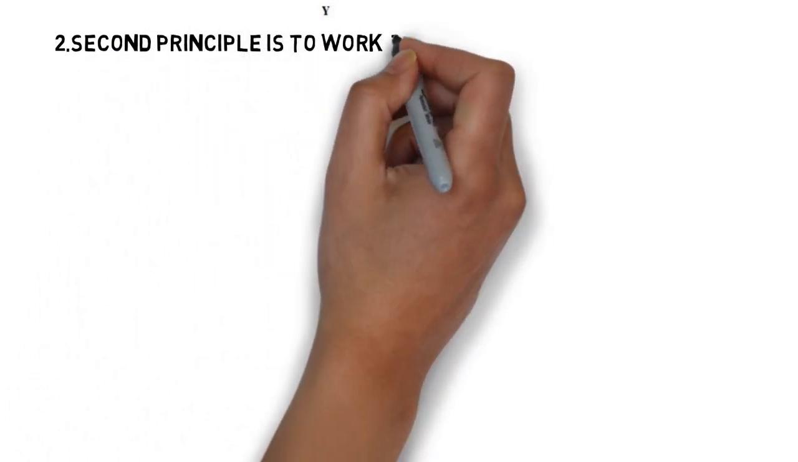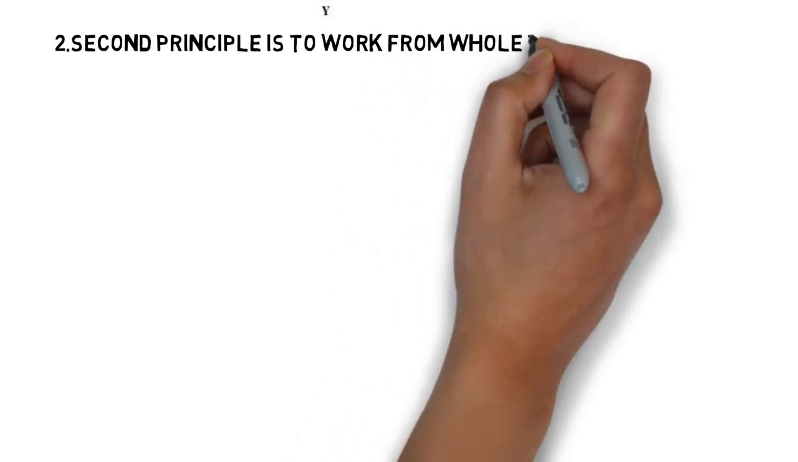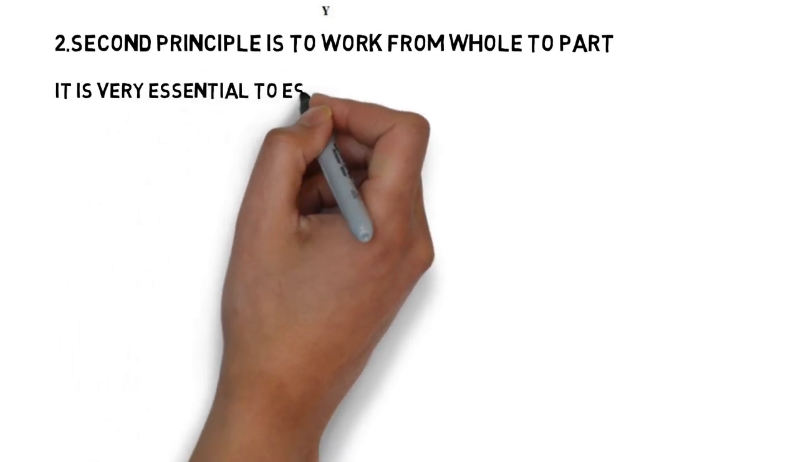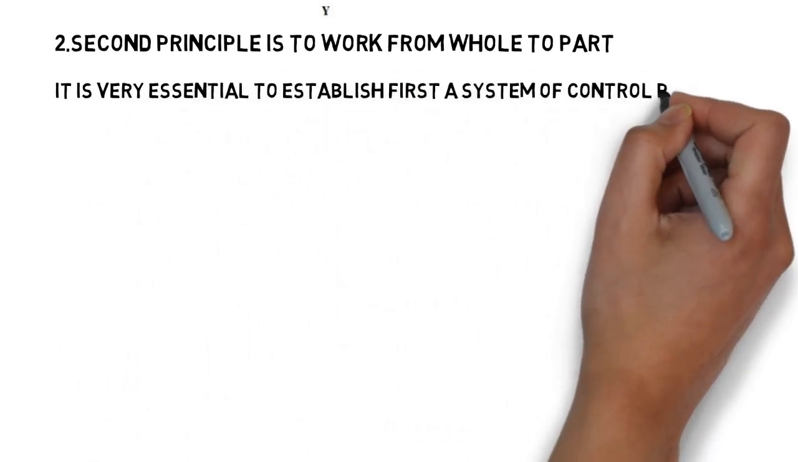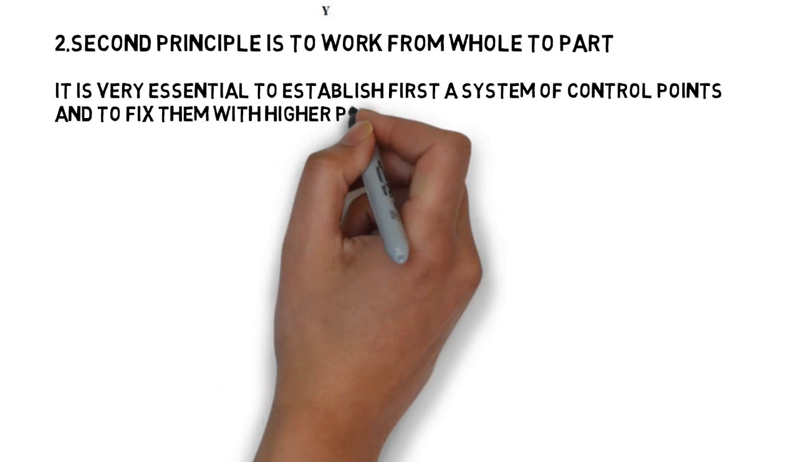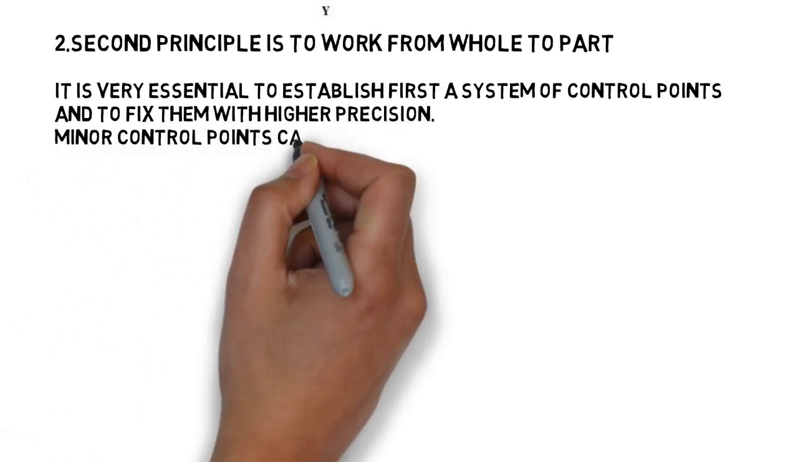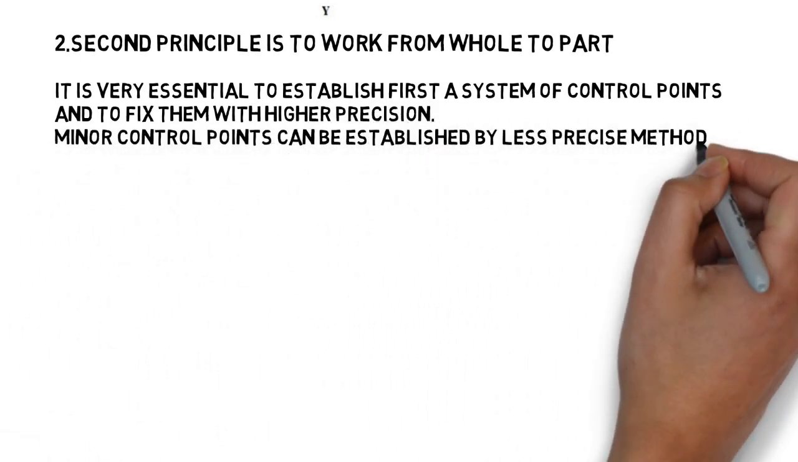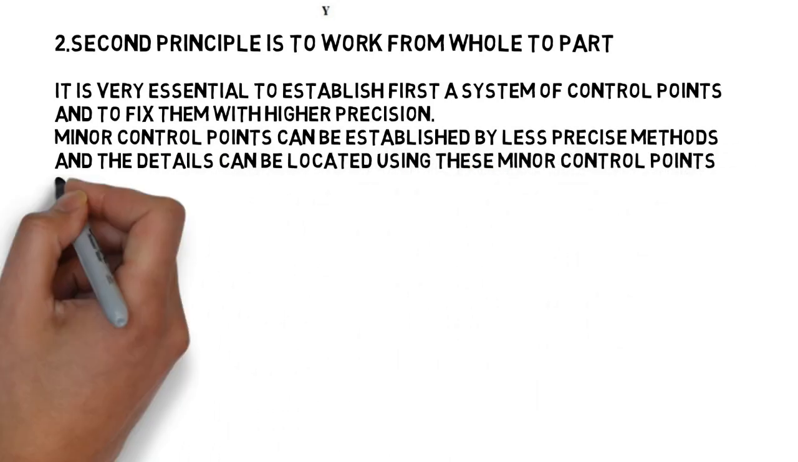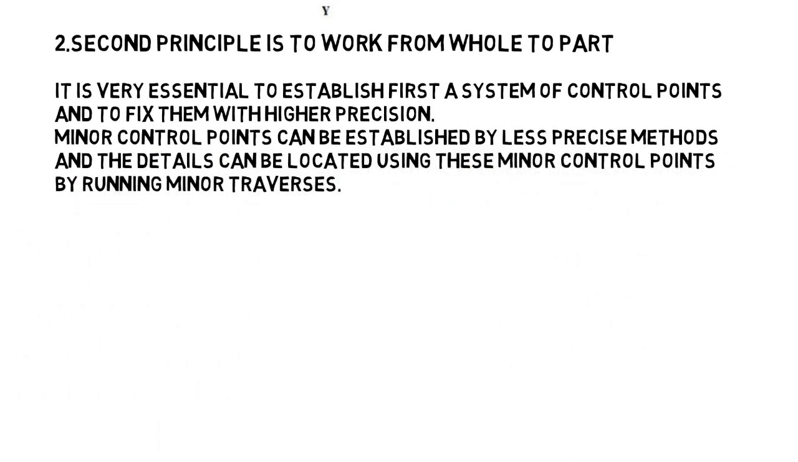Now coming to the second principle, that is to work from whole to part. It is very essential to establish first a system of control points and to fix them with higher precision. Control points can be established by less precision methods, and the details can be located using these minor control points by running minor traverses.